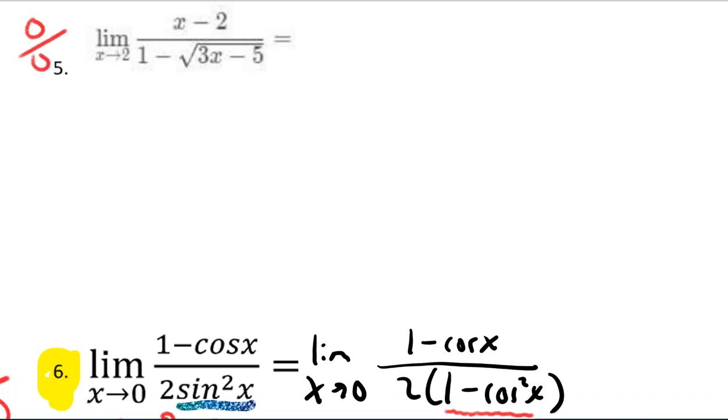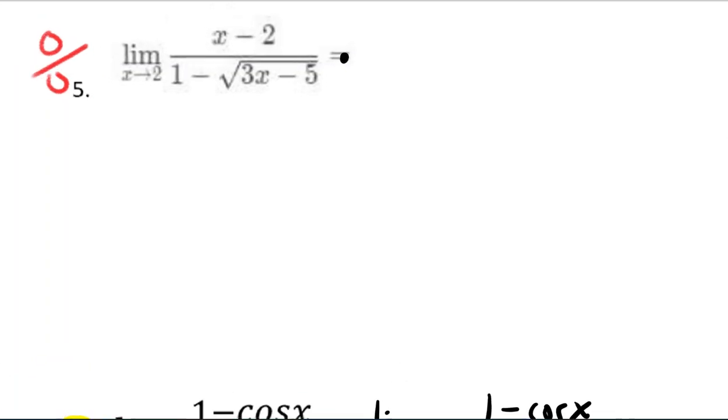Also 0. So this one is indeterminate form. So going down my list of things to try, doesn't factor, and then our new things today, conjugates and trig identities. Certainly looks more like a conjugate question to me than a trig identity question.